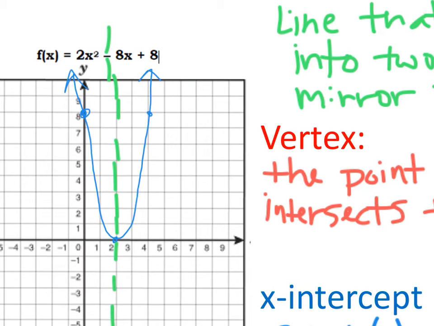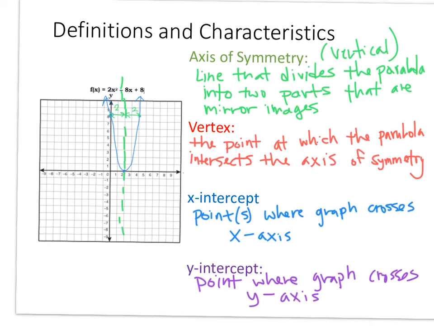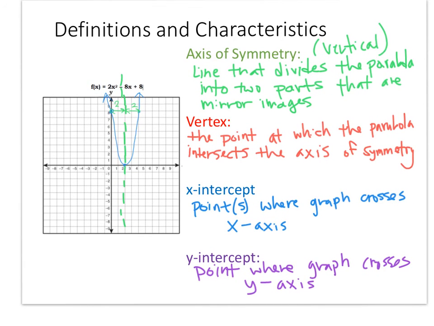Notice that I put 2 points of reference here. These 2 points are the same distance away from this line of symmetry. So this is 2 units, and this is 2 units away. So the idea of an axis of symmetry is that it's going to cut it in half so that you can have equal sides on both sides of the parabola.